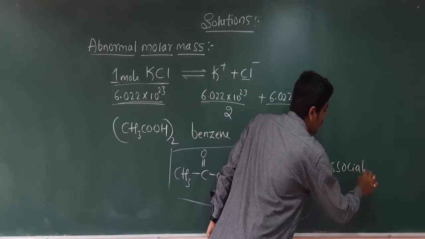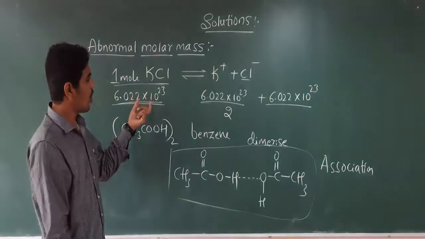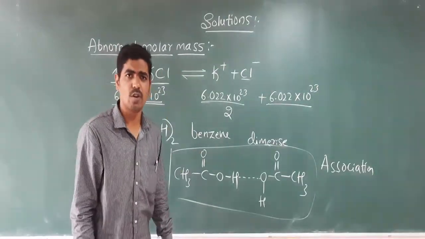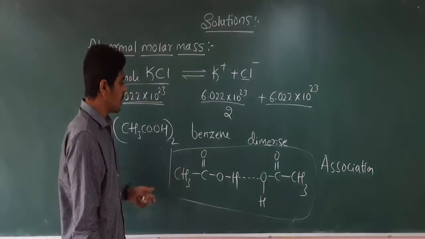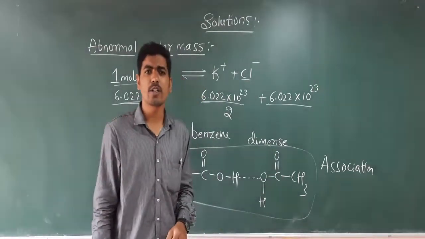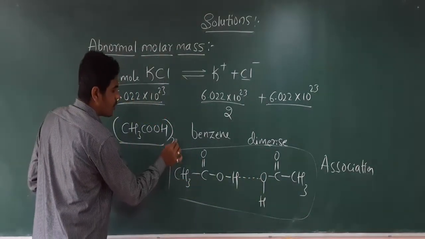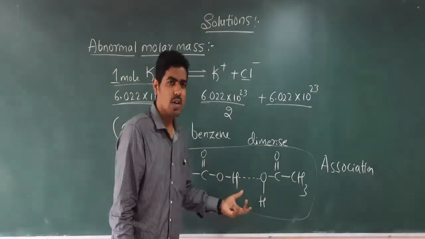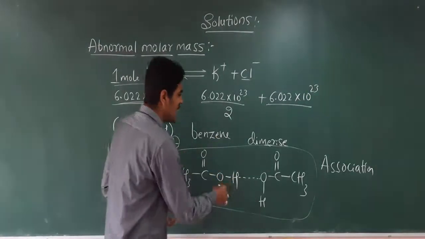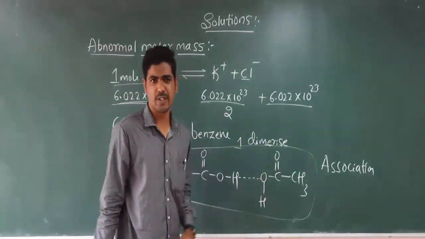So you can observe that in one case dissociation of molecules takes place, and in another case association of molecules takes place. Initially, how many molecules are there? Two molecules, but when they undergo association, a single large molecule is formed due to dimerization.